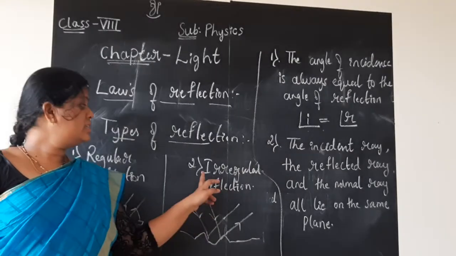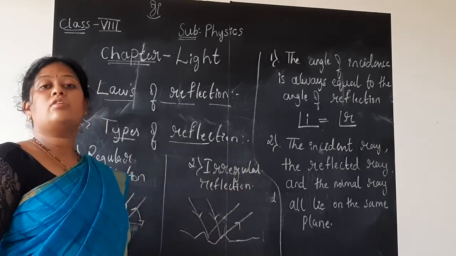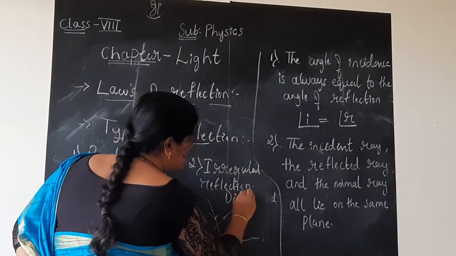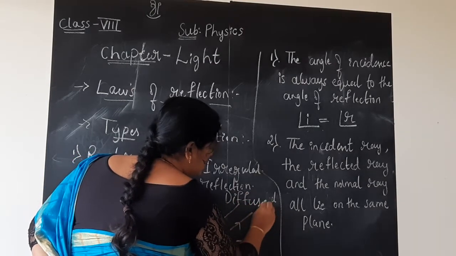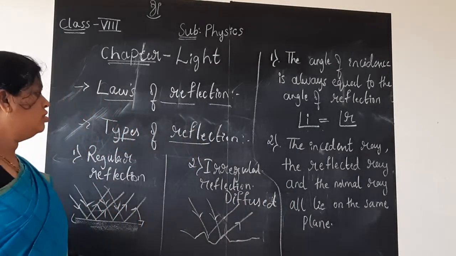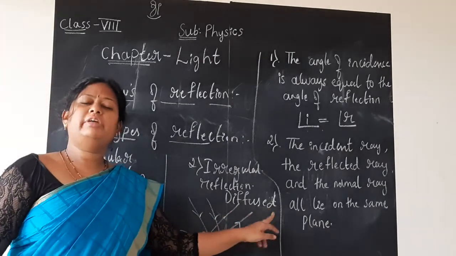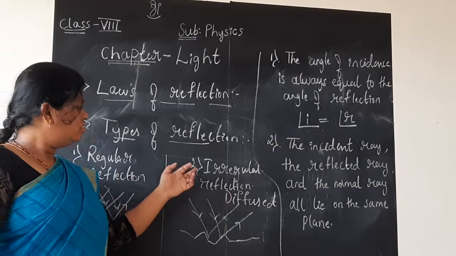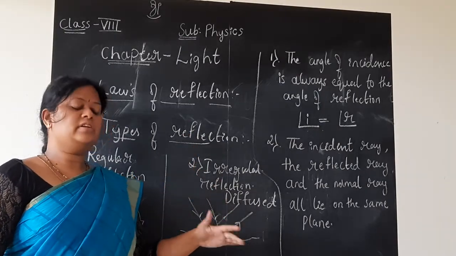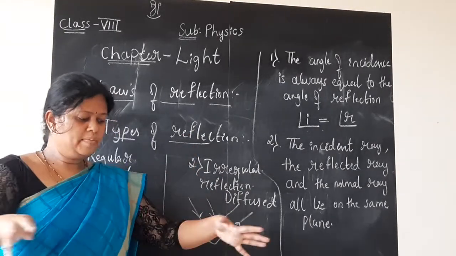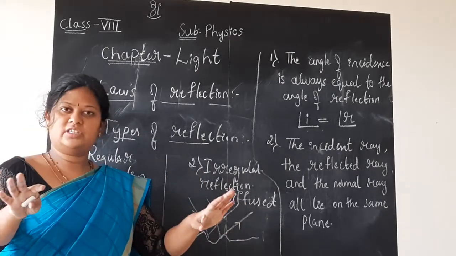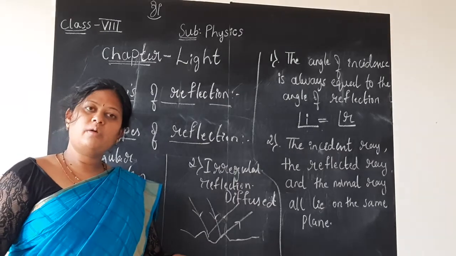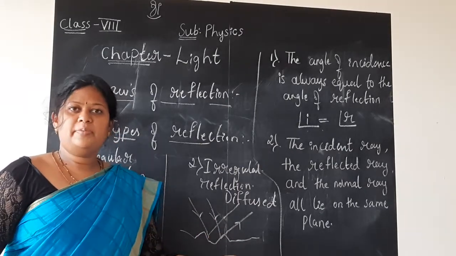So children, this irregular reflection is also called the diffused reflection. D-I-F-F-U-S-E-D. It is also called diffused reflection, meaning something which is not clear. You have studied about diffusion, no? Similarly, this is not clear reflection. Now if I drop a mirror or a piece of glass, what happens? It will be broken into pieces.